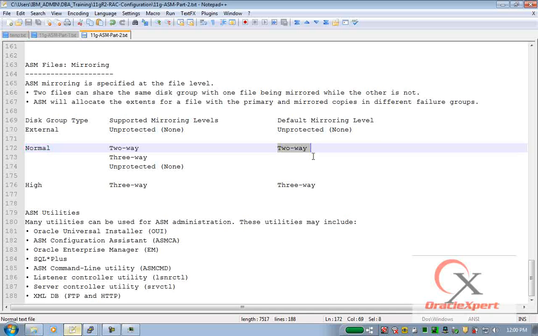Remember yesterday's question. I said there is a disk group DG normal with 3 failure groups. That doesn't mean by default my file will be 3-way mirrored. My file will by default be 2-way mirrored. That's what I said here: default mirroring level is 2-way. That doesn't mean it will always be 2-way. If you think you need more than 2-way mirroring, then you can create your own template and opt for unprotected or 3-way mirroring. But to do a 3-way mirroring, your disk group DG norm must have a minimum of 3 failure groups.